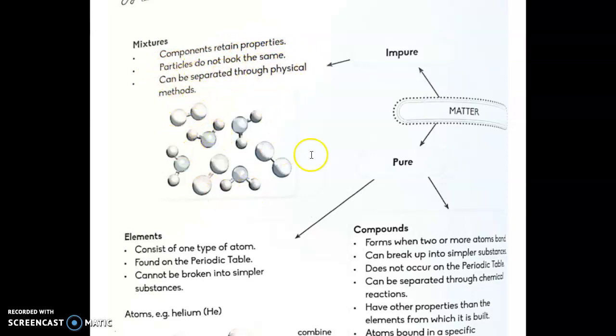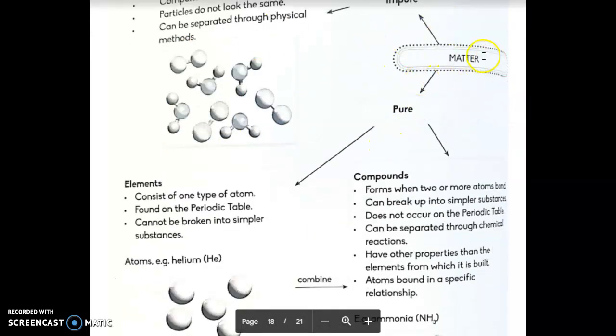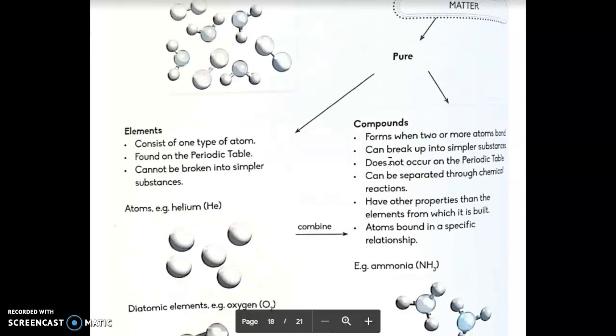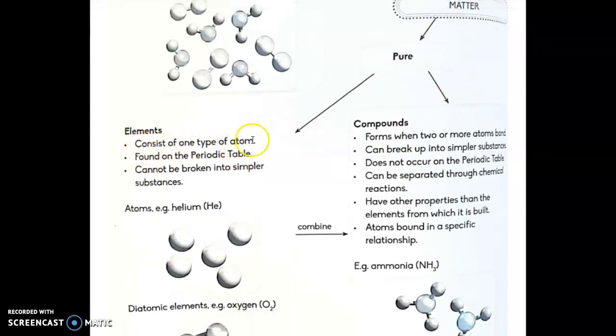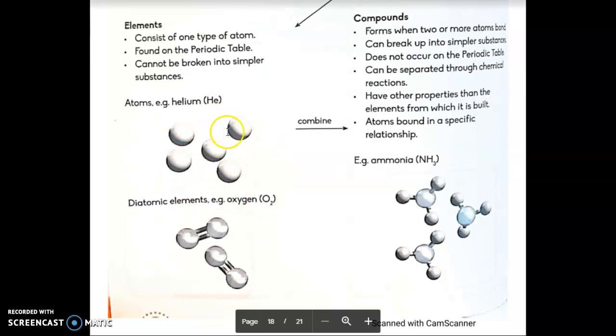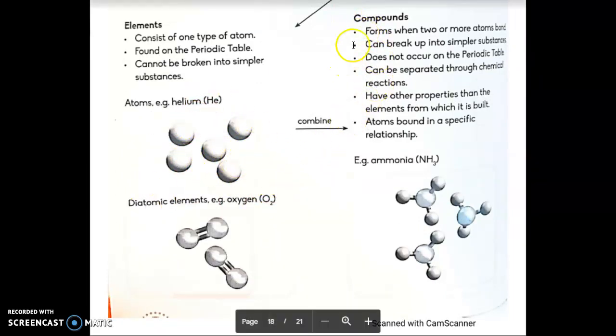So these are definitely a mixture because these look very different. They are usually impure and also made out of matter. And the pure ones are just plain elements. They consist of one type of atom found on the periodic table, and they cannot be broken down into simpler substances. Atoms are usually these little balls, and if you combine them together, you get a compound with other balls of different colors. It forms when two or more atoms bond.